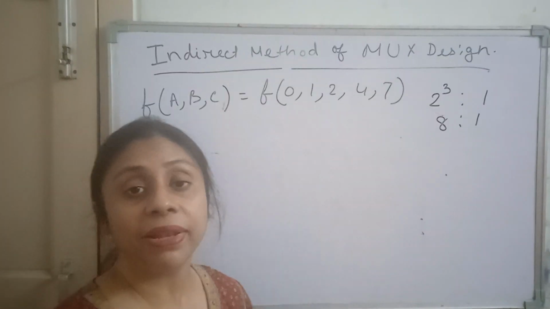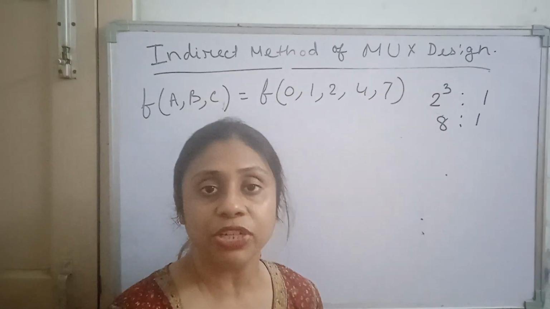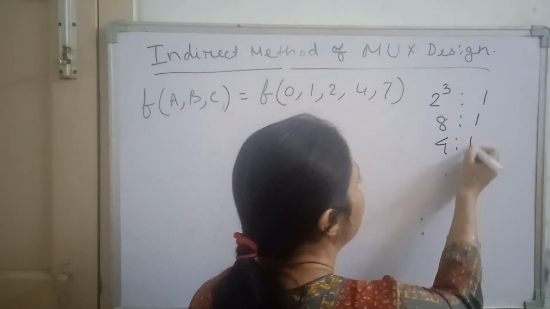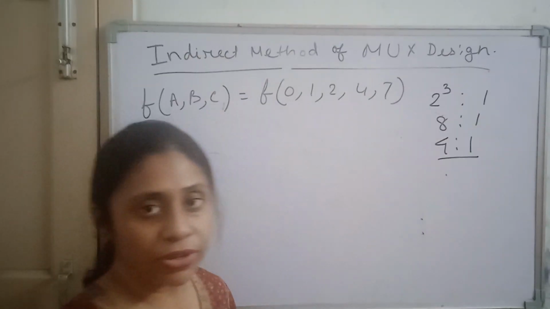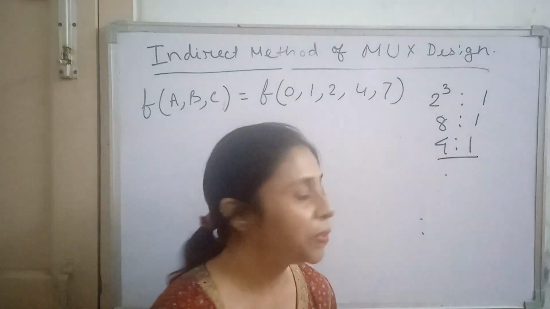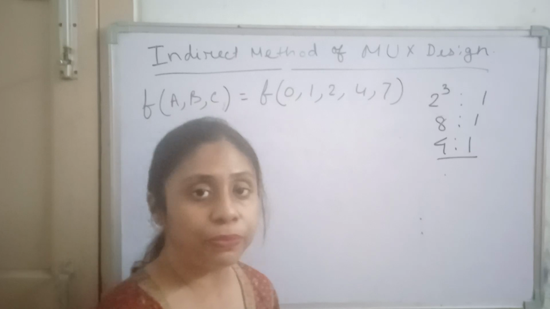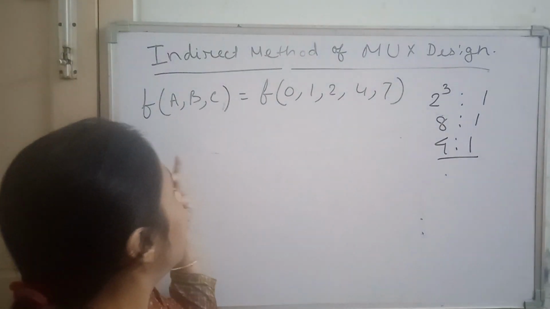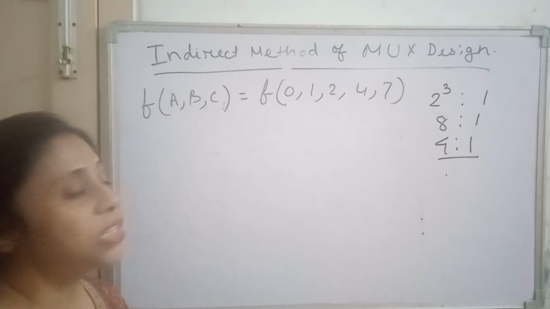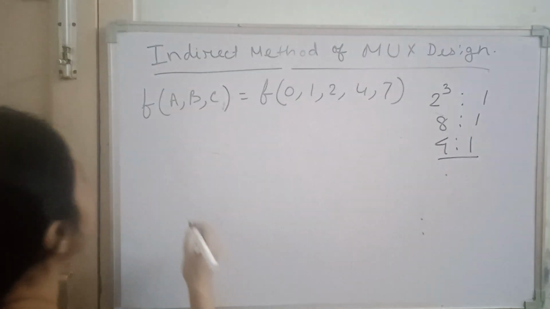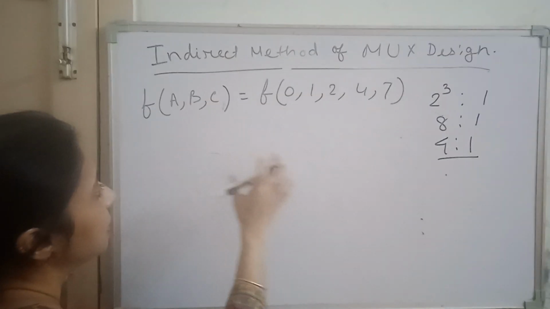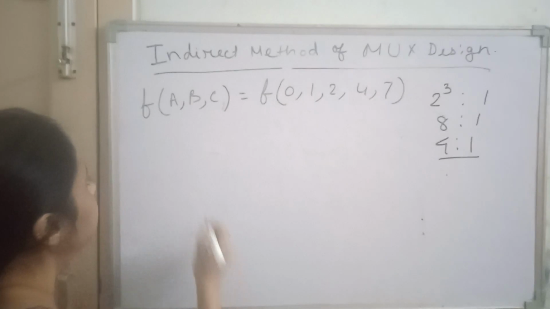Now, if we implement the same expression using indirect method, the size of the multiplexer is 4:1. So, just half. The size of the multiplexer is just halved in indirect method. Now, how can we do this? So, let us start. If we implement any Boolean expression using multiplexer, what is the first step? The first step is to have the truth table, right? Now, what is the truth table for this particular Boolean expression?